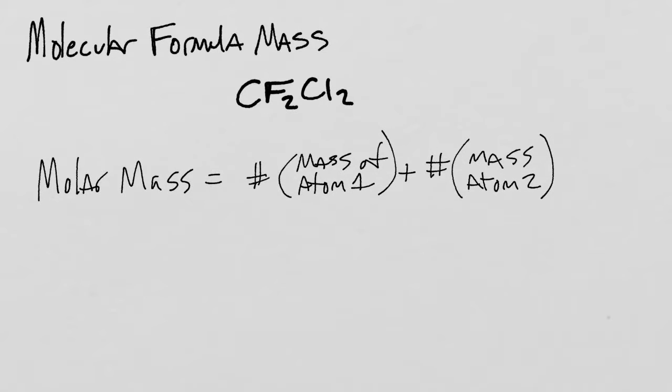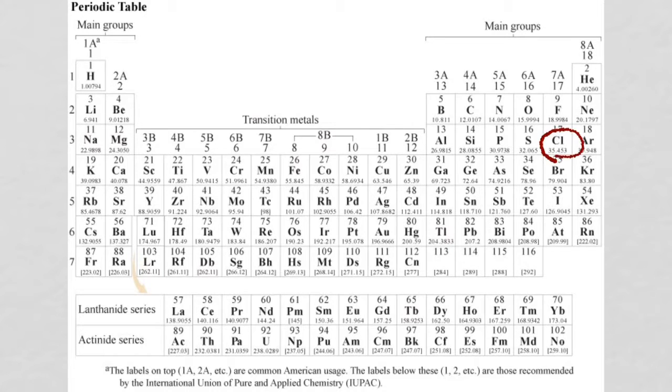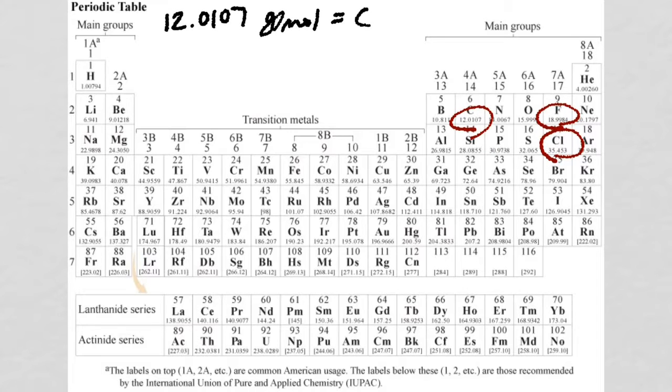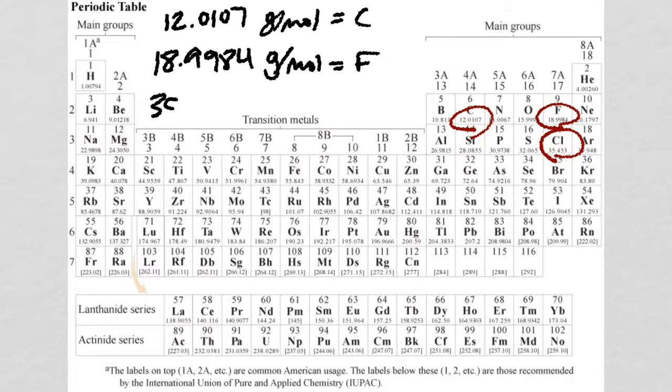So we need to go to our periodic table. We're looking for chlorine, fluorine, and carbon. So we're going to say carbon is 12.0107 grams per mole. Fluorine is 18.9984 grams per mole. And we did chlorine already, but it is 35.453 grams per mole. So we need these 3 values off the periodic table.